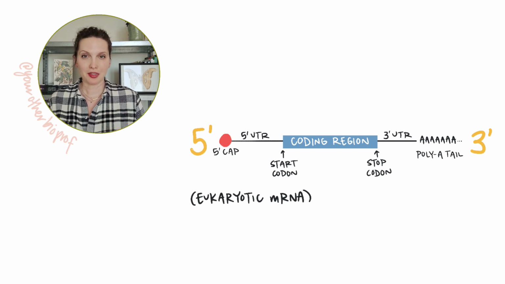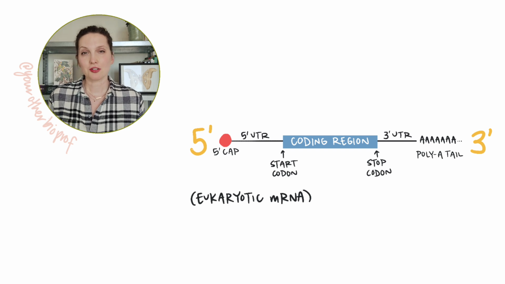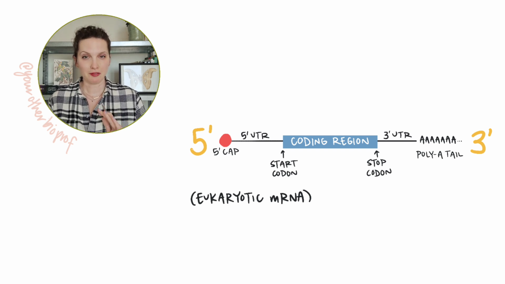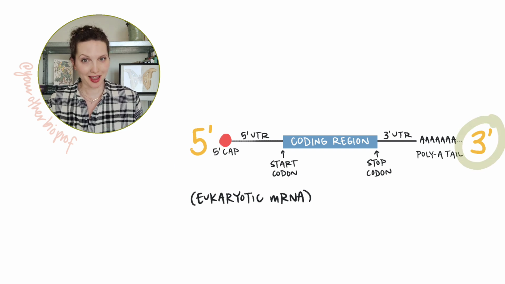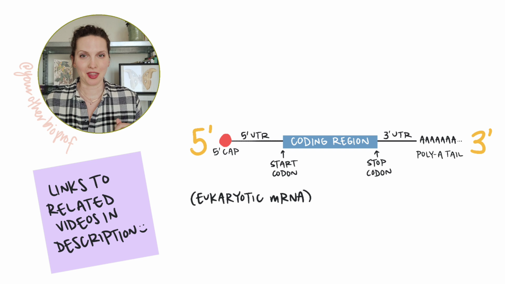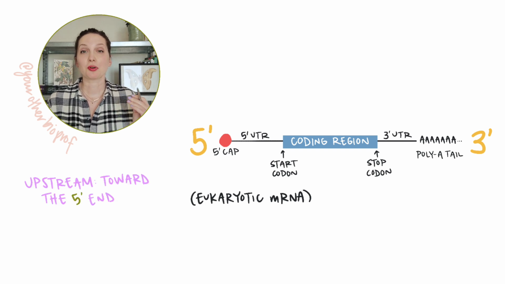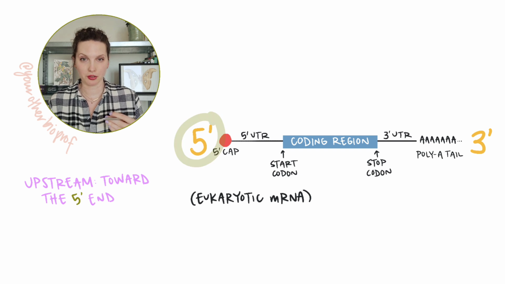You may remember that strands of nucleic acids, DNA and RNA, have directionality, a 5' end and a 3' end. And if you don't remember that, I've got a video that clears all that up. I'll link it in the description. Upstream means toward the 5' end of the molecule.